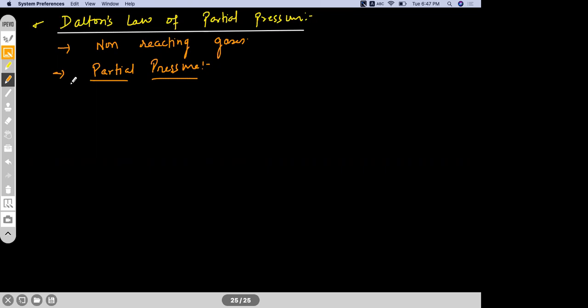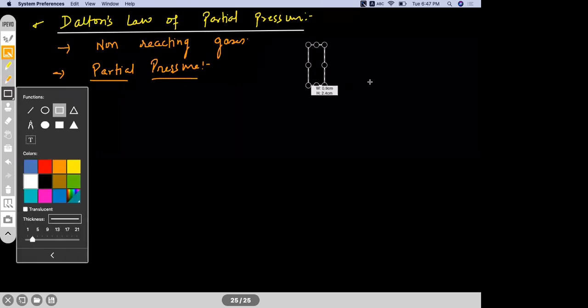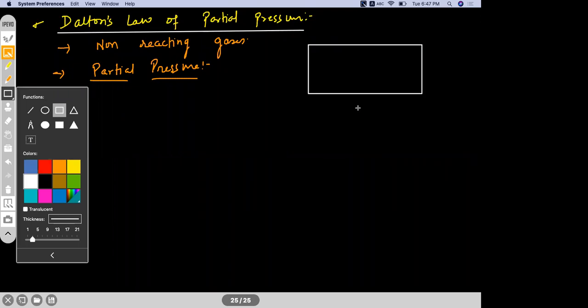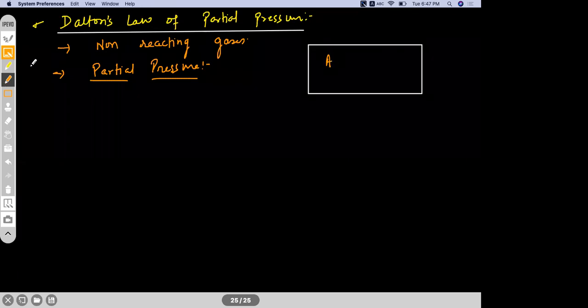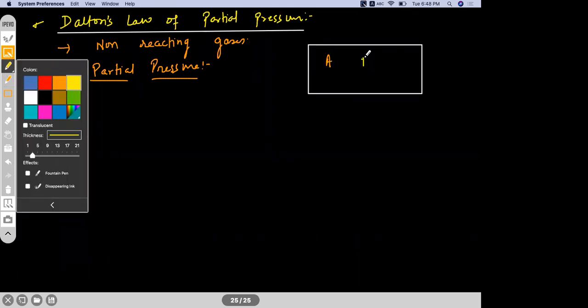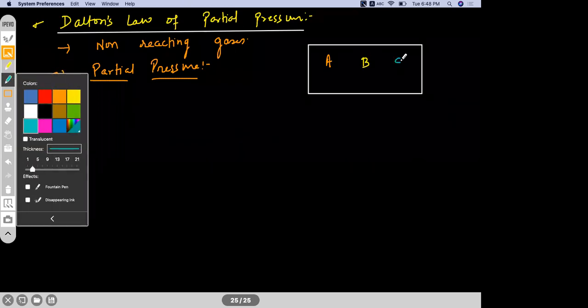So suppose we have a gaseous container in which I am assuming three gases are present. Okay, we have A, we have B, and we have C. These three gases are present in this. So A will have its own pressure, B will have its own, and C will have its own pressure.